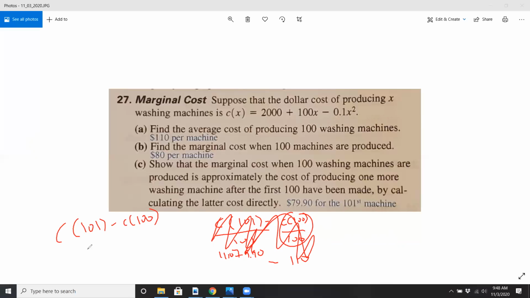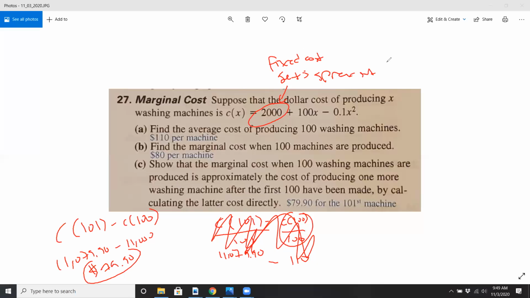You're just doing C of 101. That's the cost of producing 101 machines, and that's the cost of producing 100 machines. So the 101st machine you made cost you an extra $79.90. Remember, the 2,000 was the fixed cost. If you don't produce anything, it's $2,000. And as you produce more, the cost per machine goes down because now you're spreading the fixed cost over several machines. Sorry for being a little rusty with this problem.